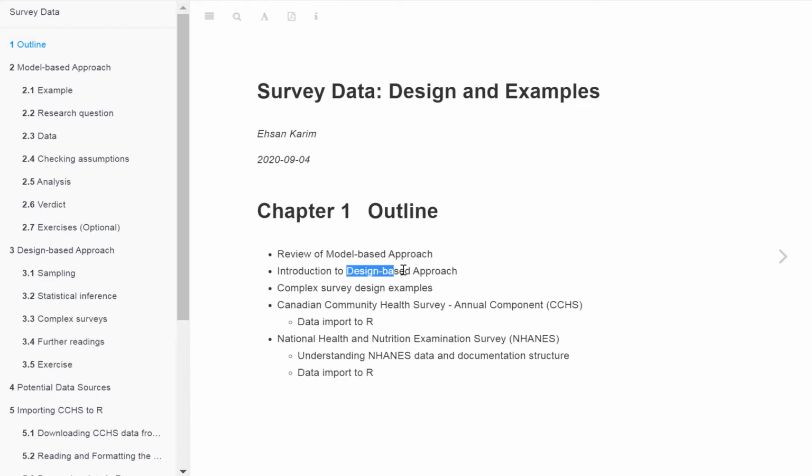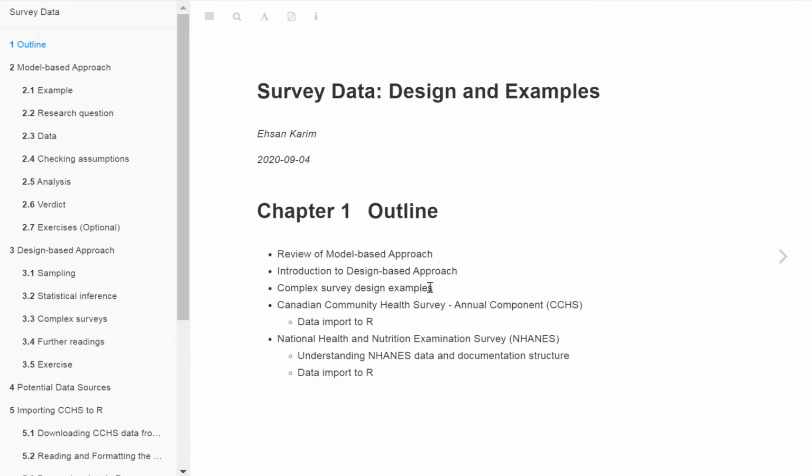Then I'm going to introduce what is called a design based approach, which is something new that you are probably going to learn in this course. And then I will introduce you to some of the potential data sources of the complex survey design examples, and some other examples that might be useful to you.